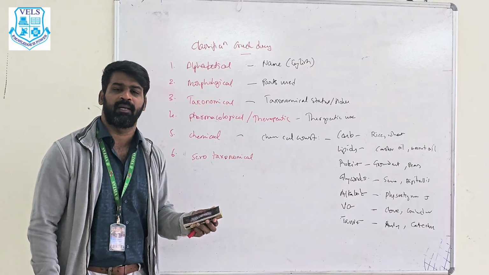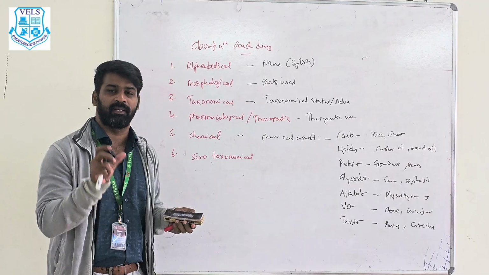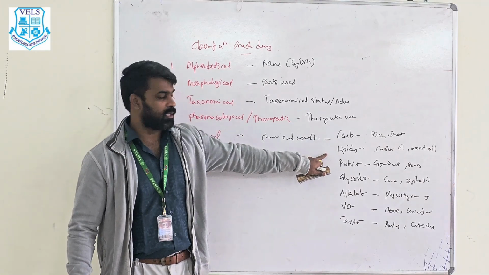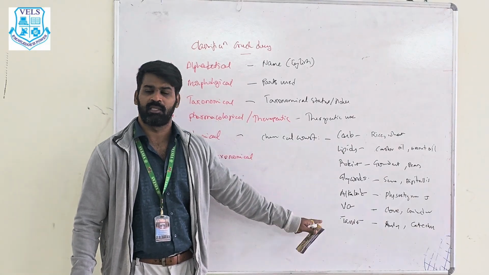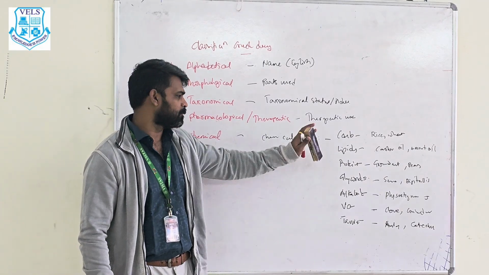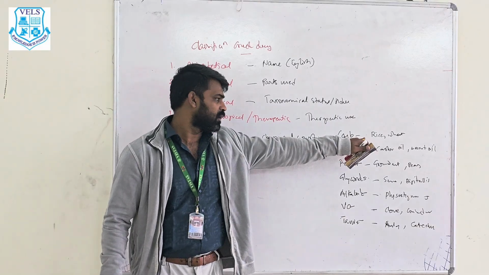Now, there are different kinds of chemical constituents in different kinds of crude drugs. Some crude drugs may contain different varieties of constituents. Some crude drugs may contain the same type of constituents, like carbohydrates, lipids, proteins, glycosides, alkaloids, volatile oils, tannins, gums, flavonoids, etc. So, carbohydrate-containing crude drugs are rice and wheat.